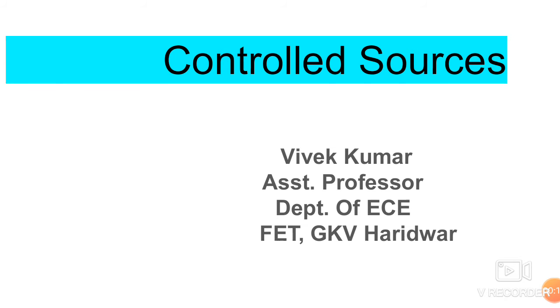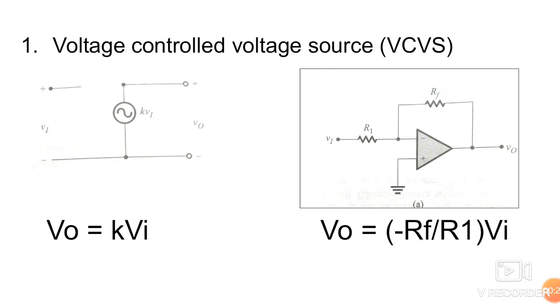So in this lecture, we are going to discuss controlled sources. There are various controlled sources, so we'll discuss them one by one. The first one is the voltage controlled voltage source, that is, the output voltage will depend on the input voltage.